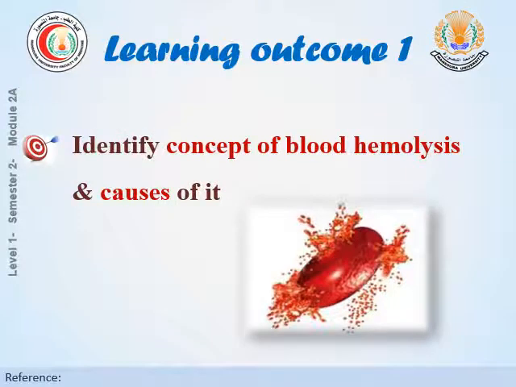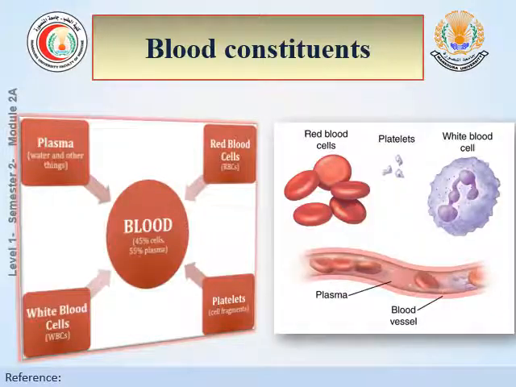Learning outcome number 1. Identify concept of blood hemolysis and causes of it. Blood constituents. Blood contains 45% of cells and 55% of plasma. This is the picture of RBCs, platelets, white blood cells, and the blood vessel.